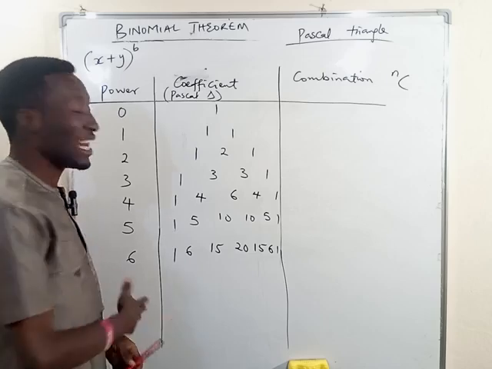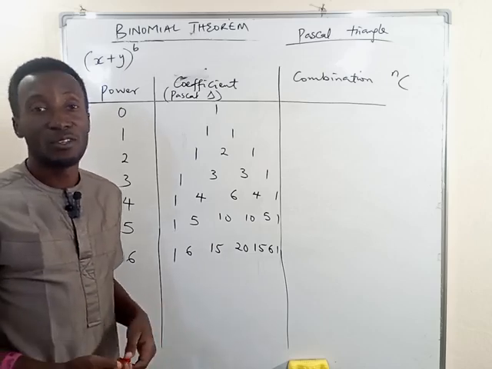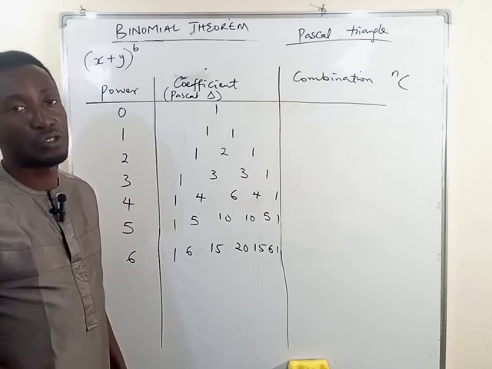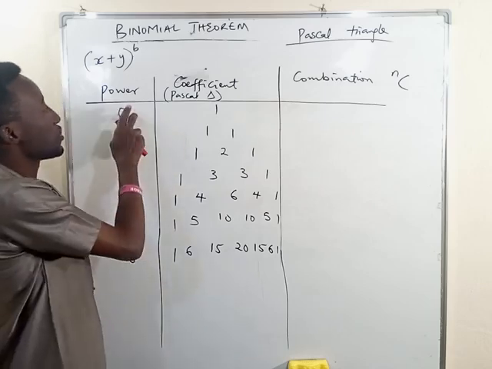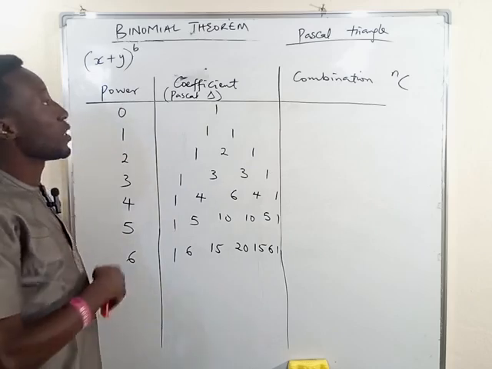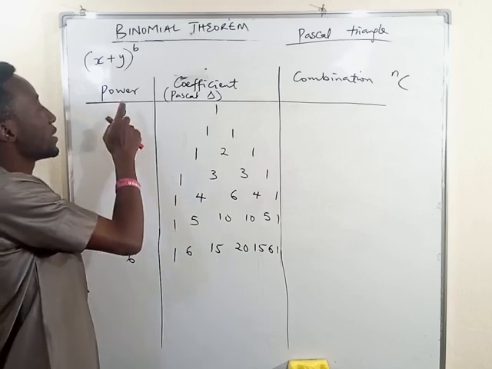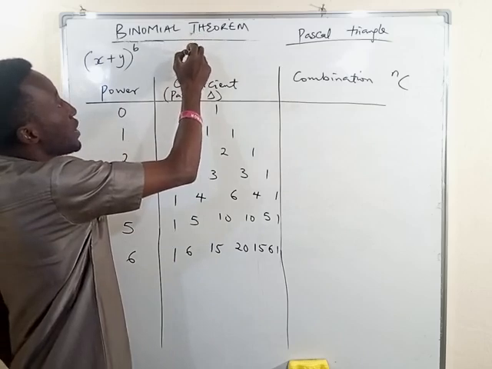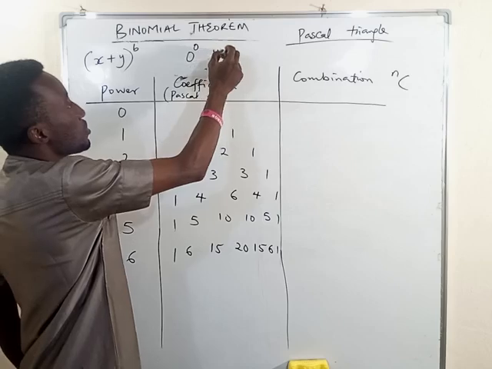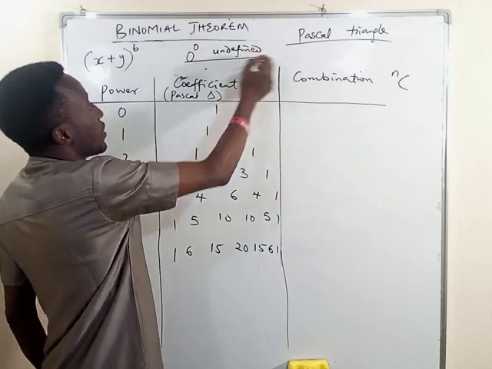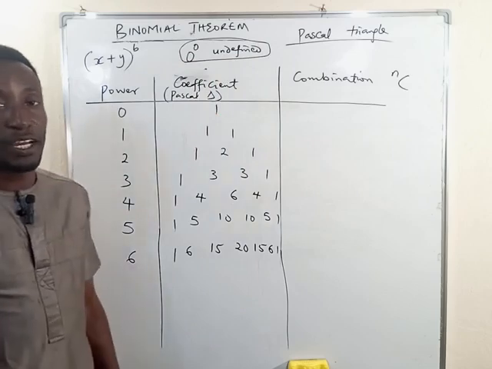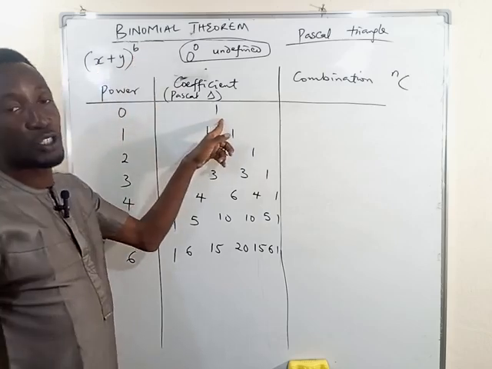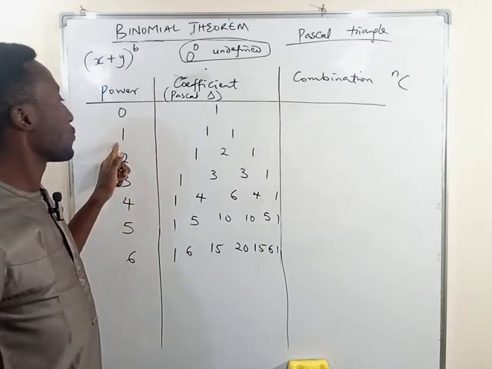So what about if we are talking about a larger power, like let's say 100? Will you be forming this? So there's a shorter way. We'll be using our combination to get that. For anything raised to power 0, we already know it is 1. Anything raised to power 0 is what? 1. Provided that the base is not 0, because 0 raised to power 0 is undefined. So x plus y raised to power 0 must give you 1.